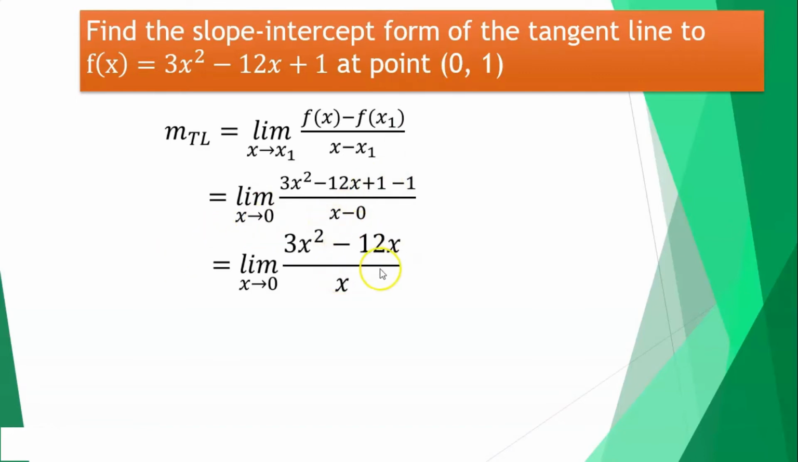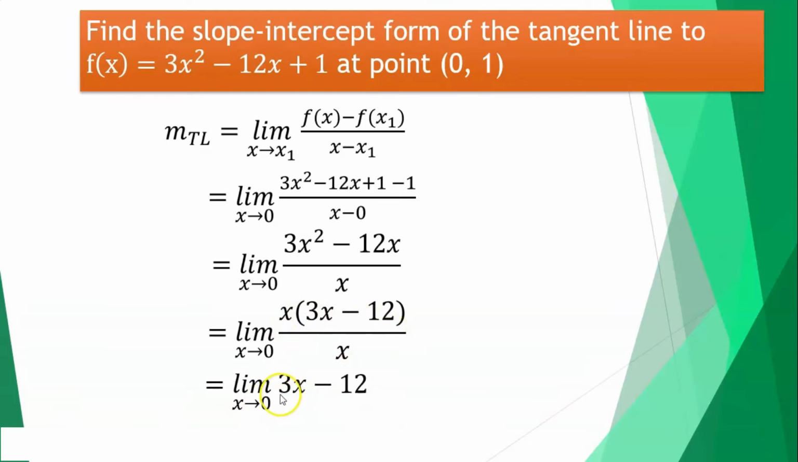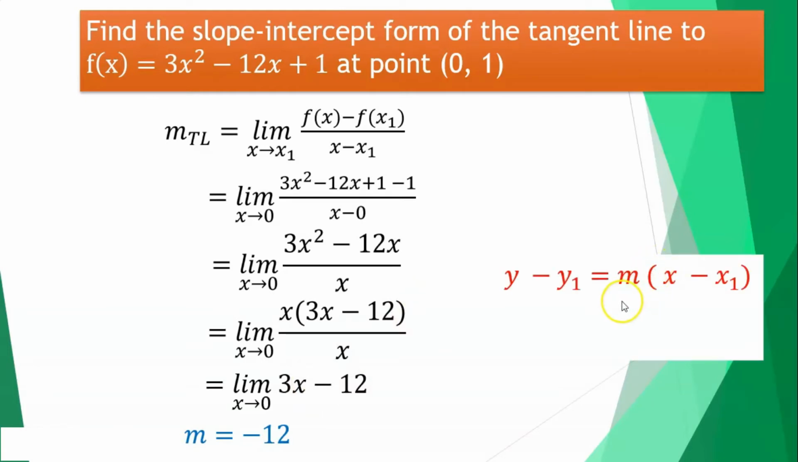So simplifying, we'll end up with this. Factor out x, and we'll end up with 3x minus 12. With this, we can cancel x. So we'll have 3x minus 12 as x approaches 0. Substituting, we will end up with slope as negative 12. So to get its equation, substitute. Simplifying, we will end up with y equals negative 12x plus 1.